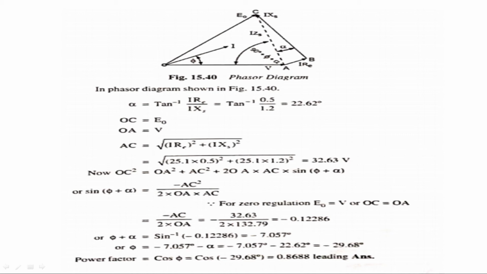So OC square will be equal to OA square plus AC square. From this we can find the value of phi. Phi we calculated as minus 29.68 degrees, and the power factor is cos phi. Cos of minus 29.68 gives us the power factor, that is 0.8688 leading.